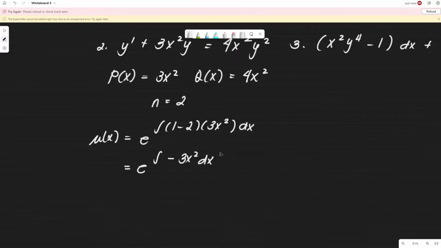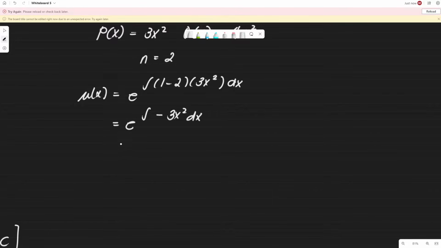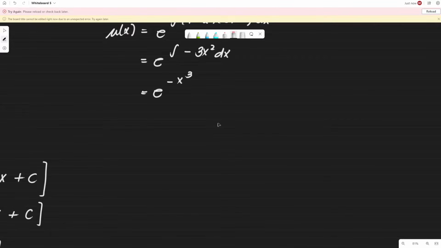Okay, so we'll have e raised to negative 3 over 3 times x cubed over 3. So that is just simply x raised to negative 3 dx, or plus, wala na pala. So, not 1 over yet, since later we'll do 1 over mu, so as not to confuse. So this is already fine. e raised to negative x cubed. Okay, so this is our integrating factor.